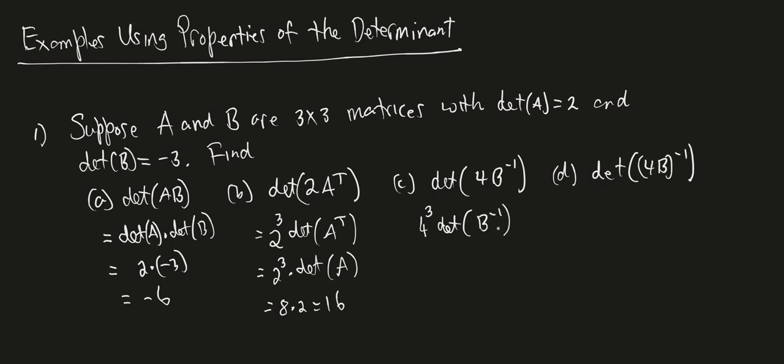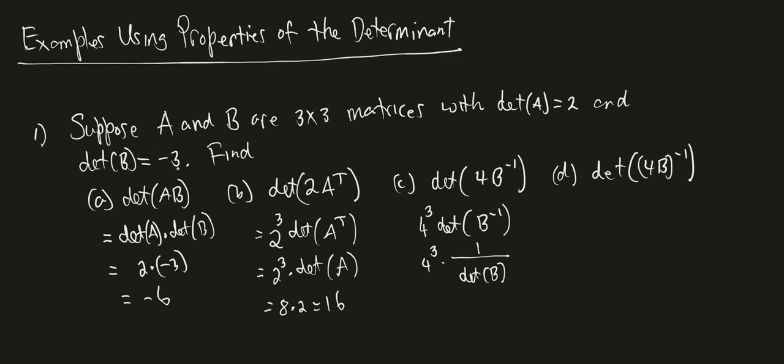B inverse. The last property that we proved in the previous video was that as long as the determinant of the original matrix is not 0, so as long as the determinant of B is not 0, then we can find the determinant of the inverse of B by taking the reciprocal of the determinant of B. So it looks like this. So it's 4 to the third power times 1 over the determinant of B, right? And again, that's why we need this to be non-zero.